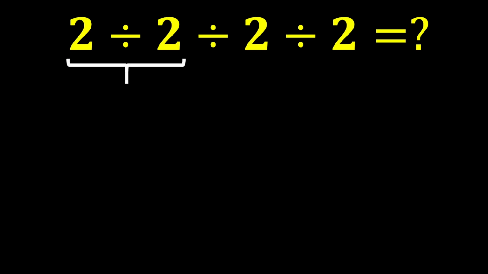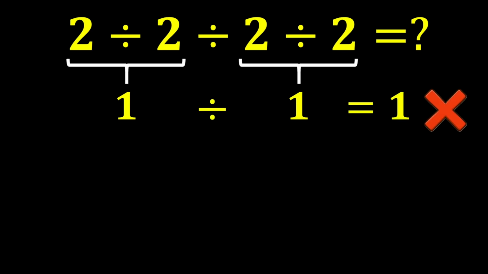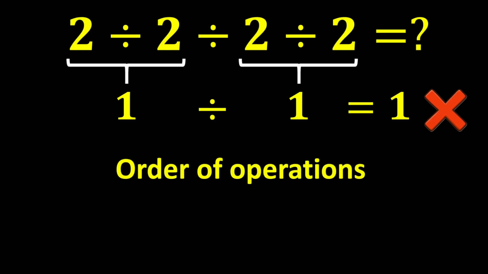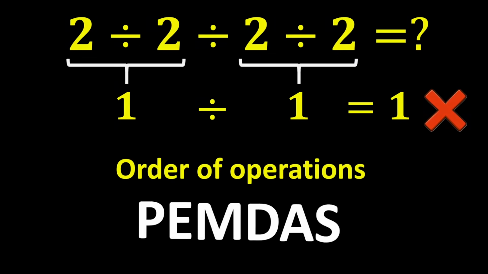2 divided by 2 equals 1, and again, 2 divided by 2 equals 1, finally, 1 divided by 1 equals 1. But this answer is not correct, because we did not follow one of the most important rules in mathematics, called the order of operations.